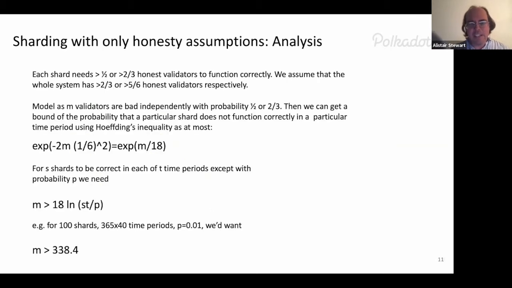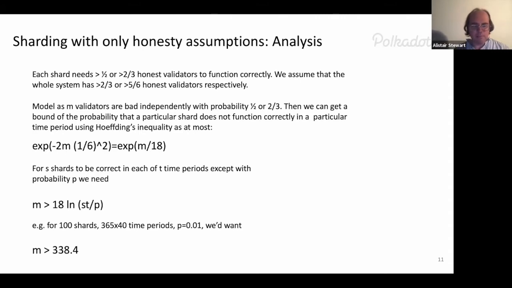So let's get specific. Each shard is going to need more than 2/3 honest validators to work. We assume a bigger bound on the honest validators in the entire system, and we just use Chernoff bounds. So here we are, Hoeffding's inequality, which is simple enough to fit on a slide. And we can push the numbers, right? So there's 1/6 extra in the main set that we actually need on any of these shards. We can push this out to get an equation and come up with some assumptions.